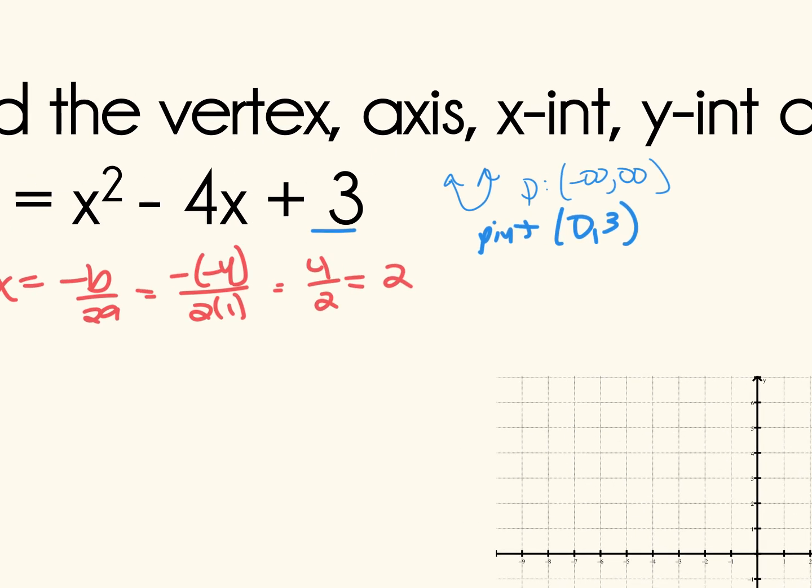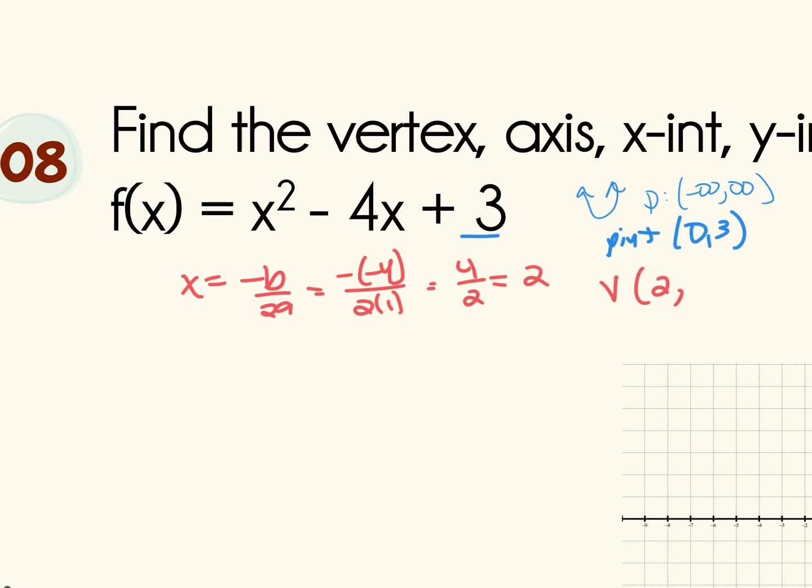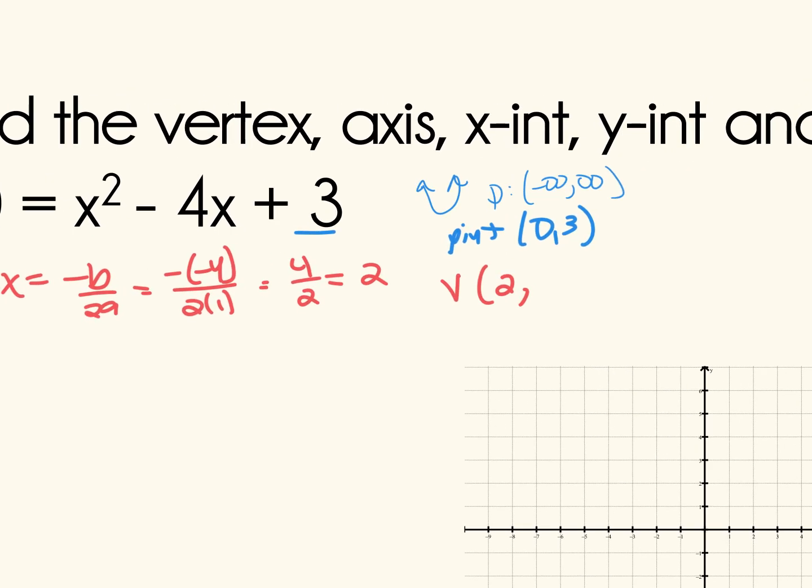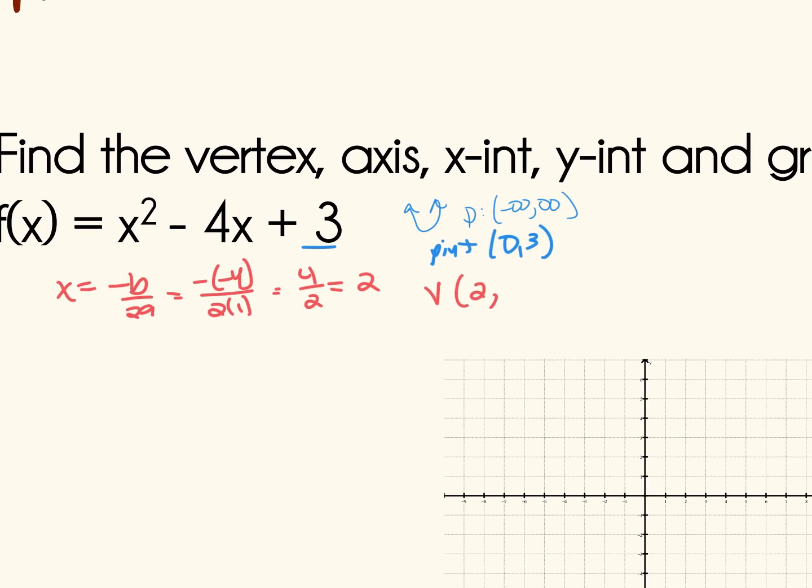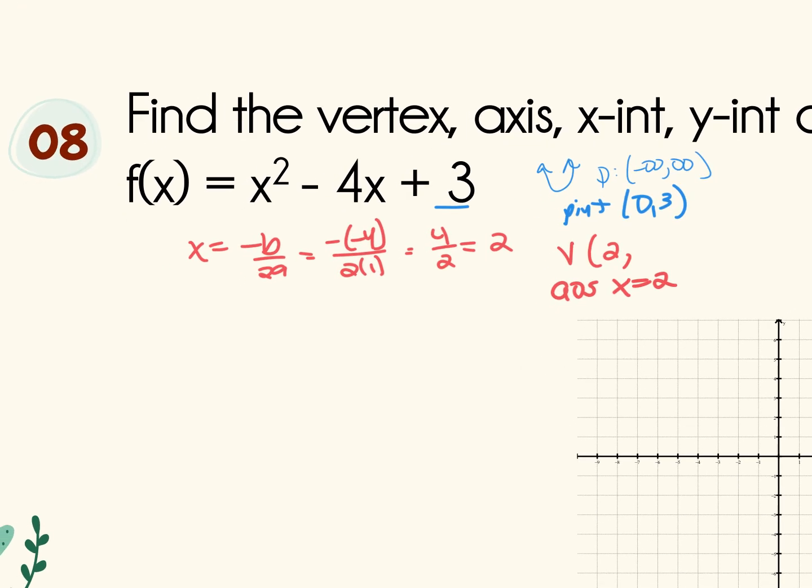Now, it's nice that these are coming out to be nice, pretty whole numbers. That does not happen a lot. A lot of times we get fractions, and that's okay. Fractions are our friends. So now I know the x part of my vertex is 2. That also lets me identify my axis of symmetry at x equals 2. That's that vertical line that cuts our parabola in half.